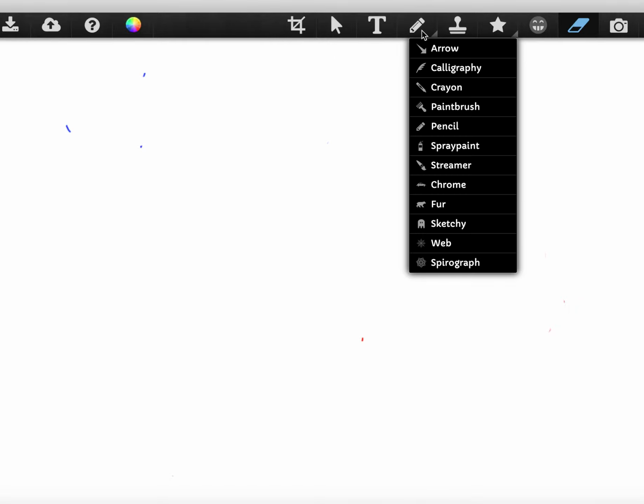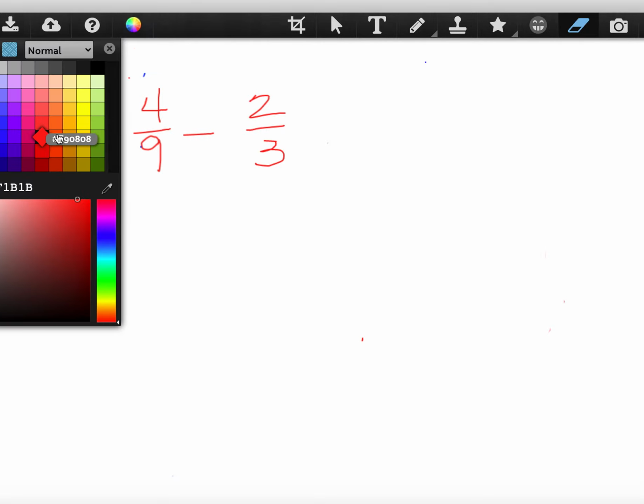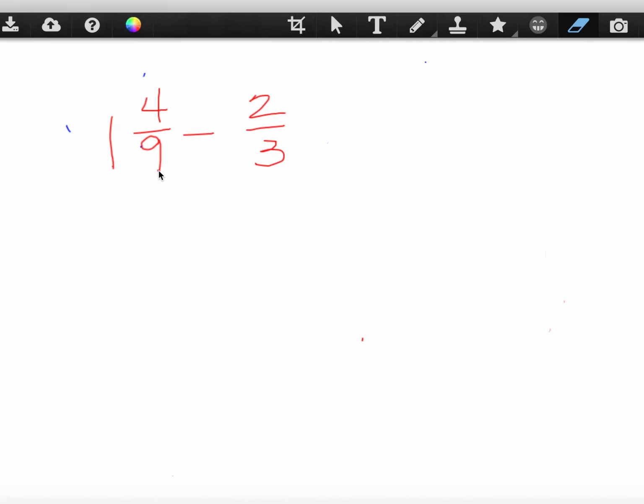All right, here we go. We'll do another one like this. 1 4/9, take away 2/3. Now I don't have a mixed number here, but if I go first, I have to find my common denominators, right? So let's do that. Let's change our color. My common denominator is going to be 9 because 3 times 3 can make 9. Always look at this number, and if this number can be multiplied to be made into that number, I'm going to go with that.